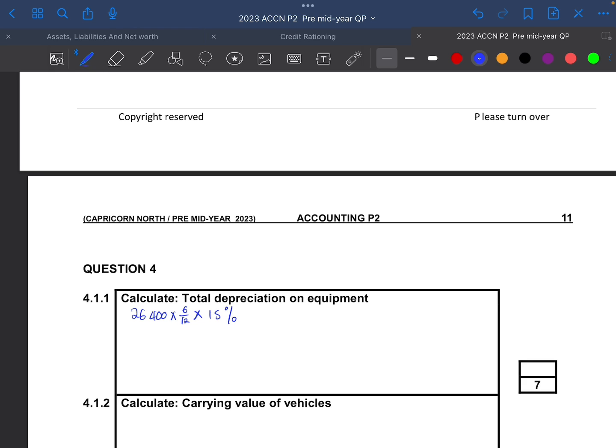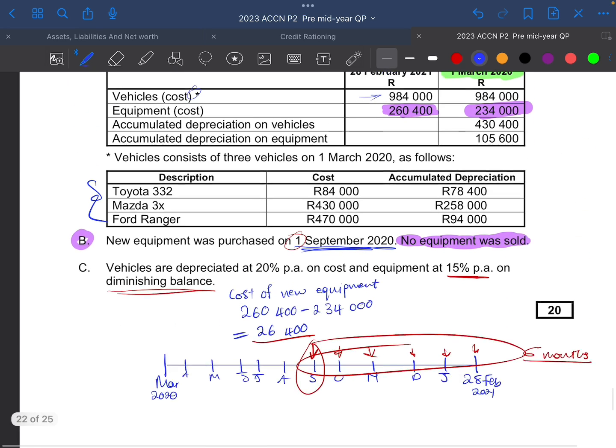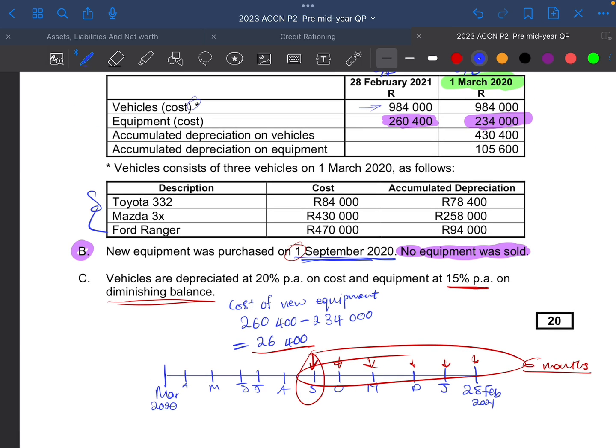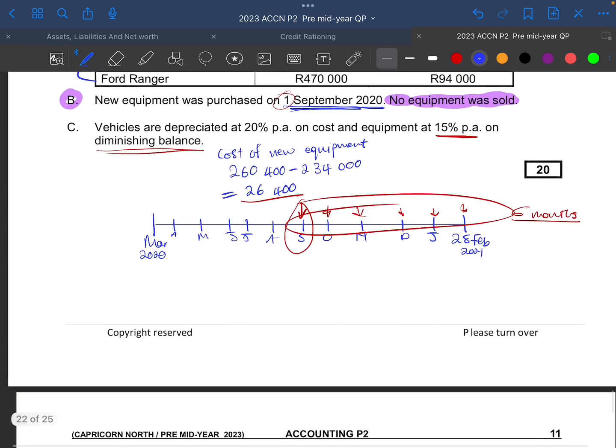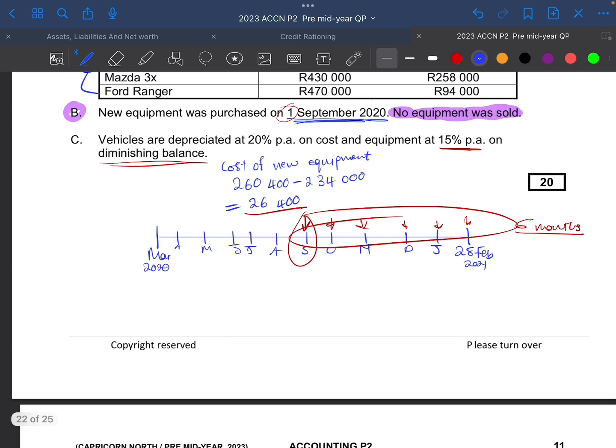15%. So this is the new equipment. All right. Now we are just going to check on our old equipment. Our old equipment was worth 234, but our accumulated depreciation was 105,600. So remember that when we're using our diminishing balance, it's supposed to be cost price minus accumulated depreciation, which will give you a carrying value.